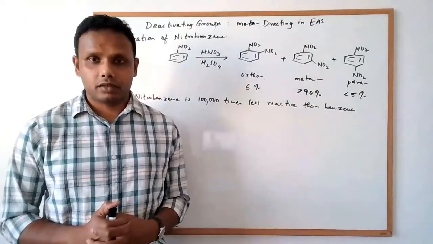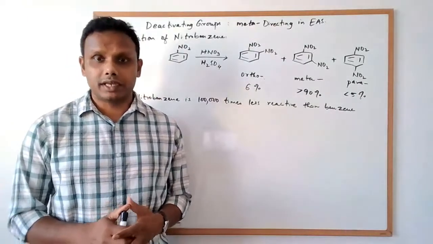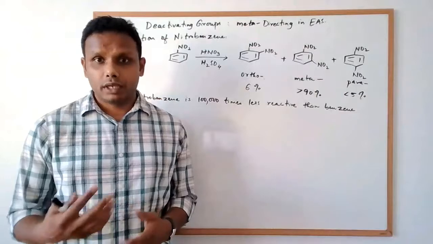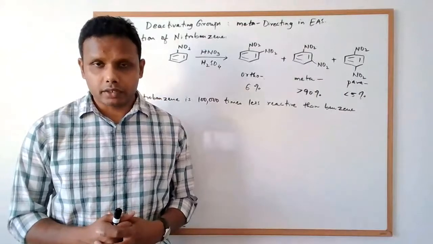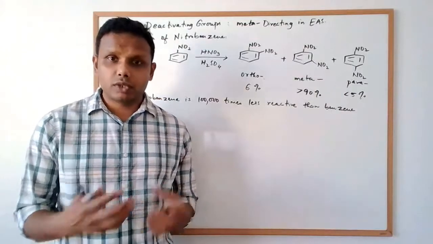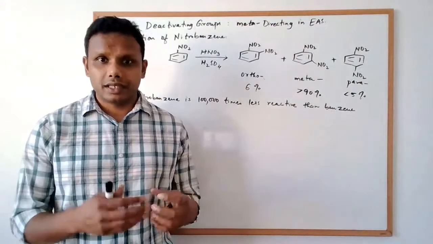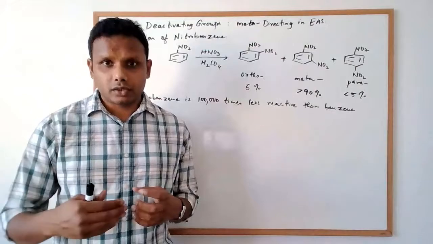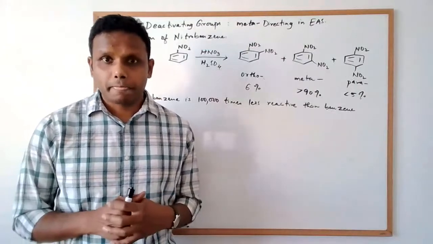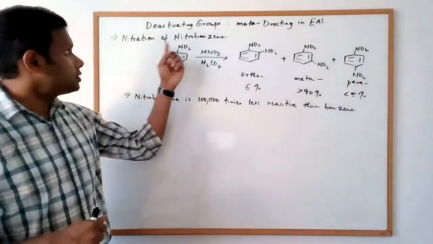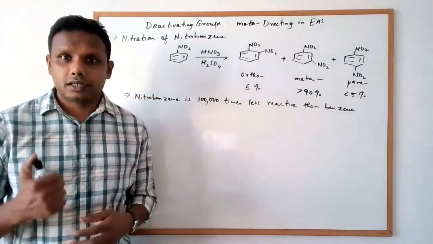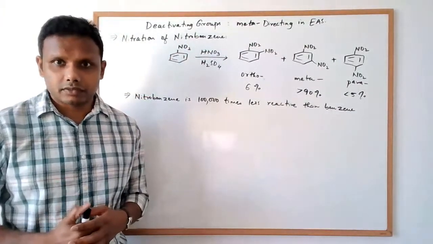Hi everyone, welcome back. In this particular video, we're going to talk about deactivating groups, which behave as meta-directing groups. And what that means is when you have a deactivating group on an aromatic compound, it sends the incoming electrophile to the meta position. We'll use the nitration of nitrobenzene as an example to understand this phenomenon.